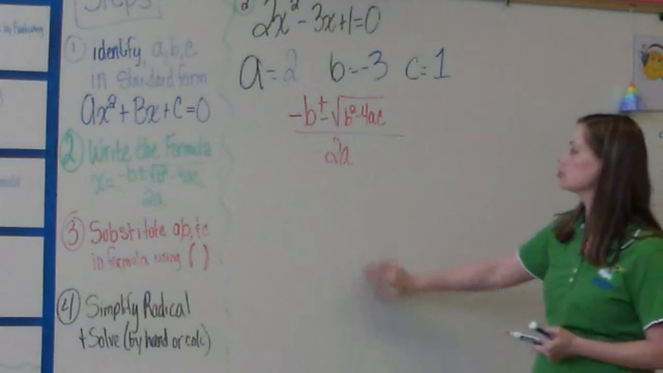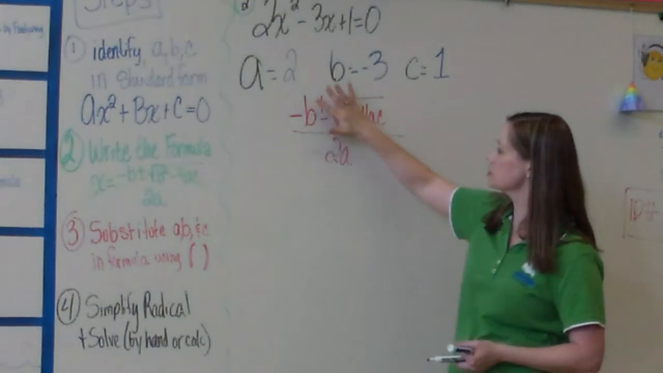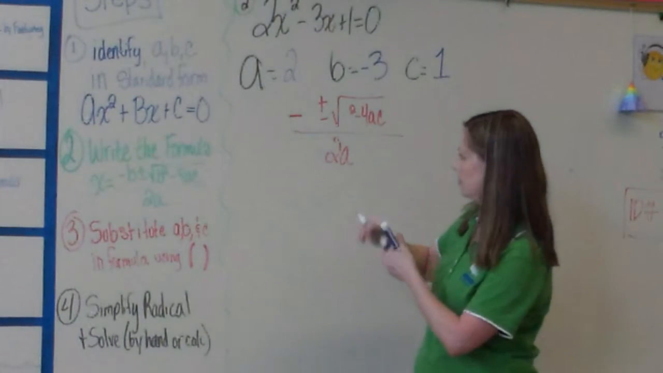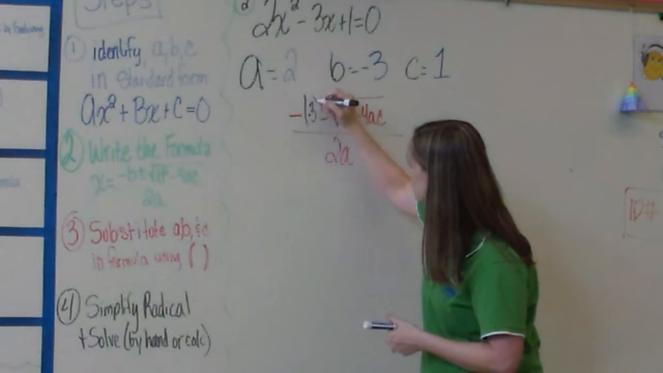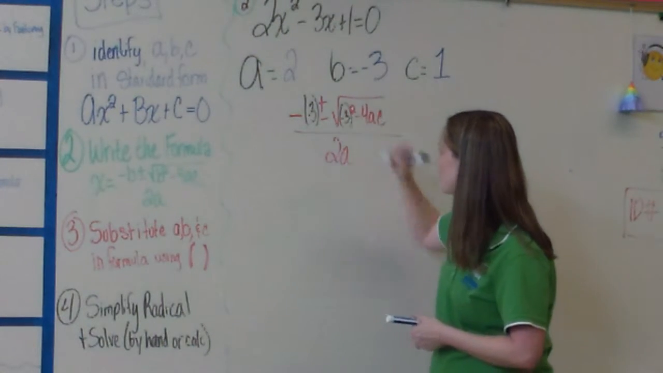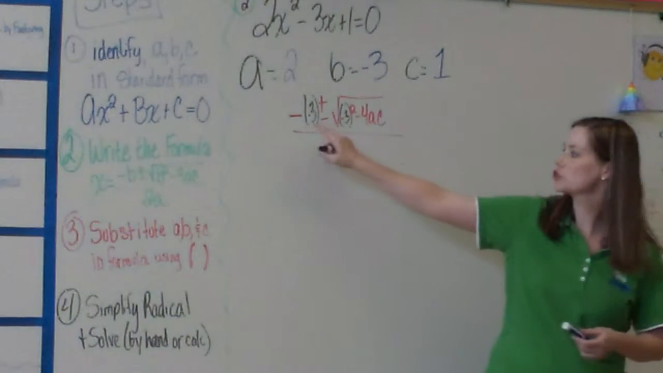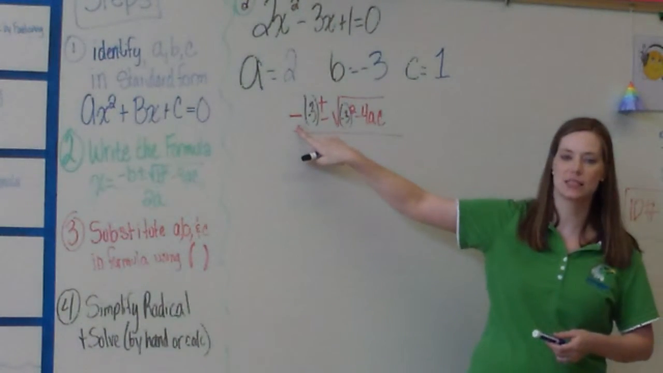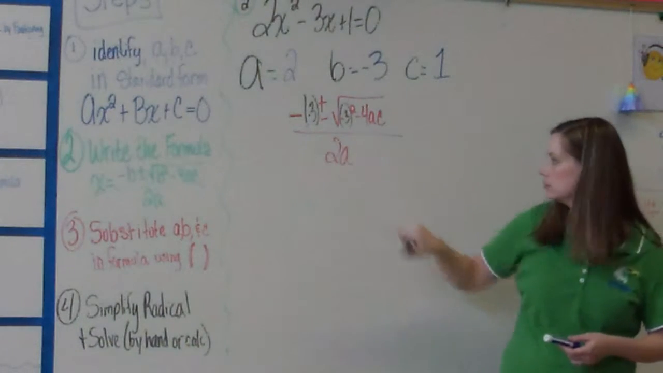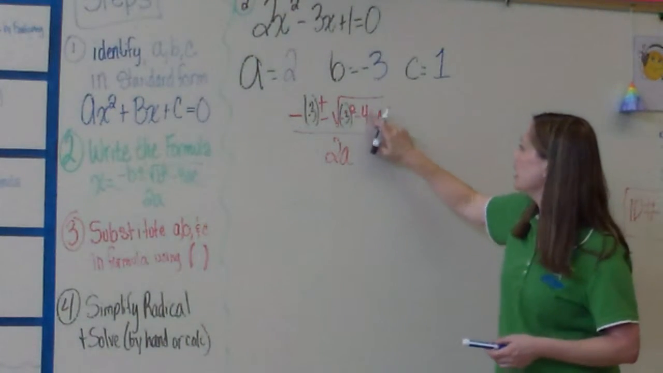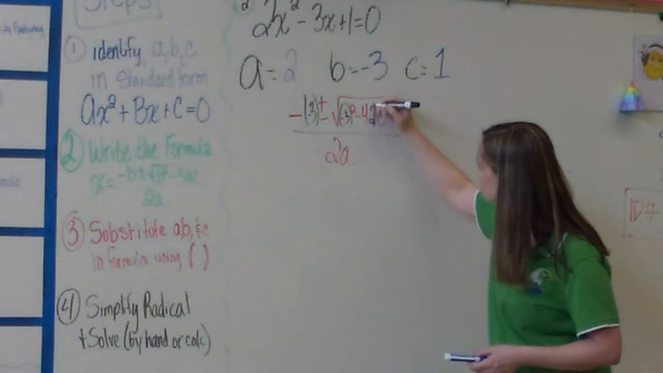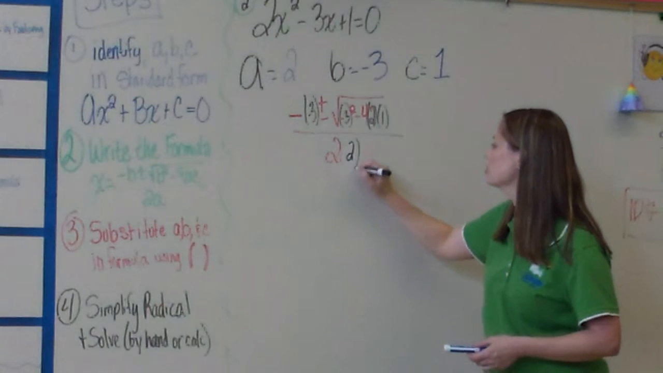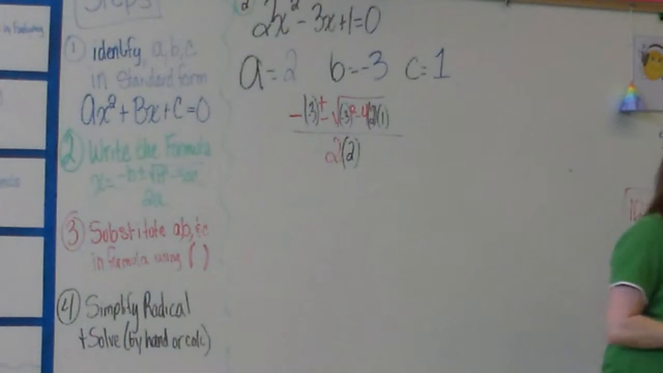All right, we're going to substitute A, B, and C using your numbers and parentheses. So B and B become negative 3. Now do you see why I use parentheses? I've got an extra negative here. B was already negative, and the formula has it as being negative. So now it's negative, negative B. I'm going to change my A to a 2. And C is 1, A is 2, and now I can solve.